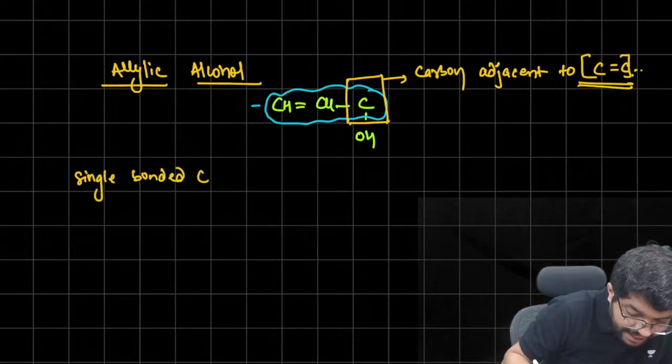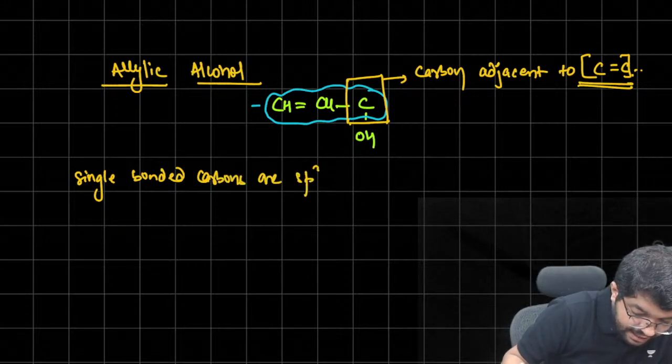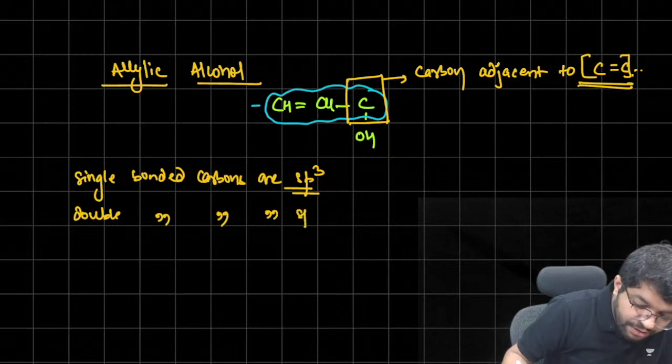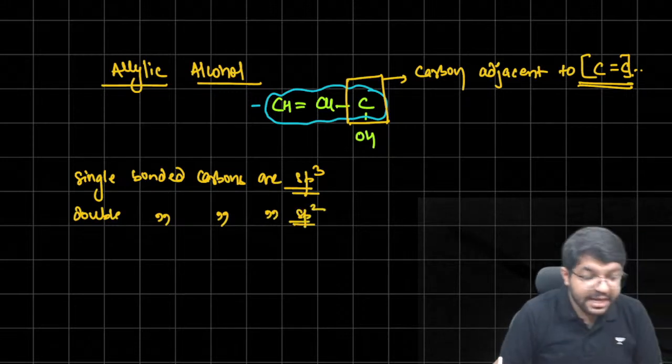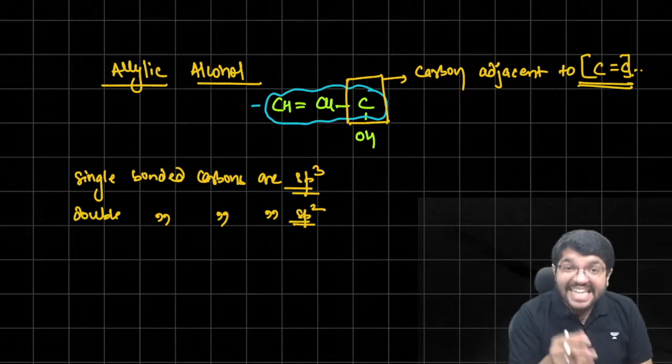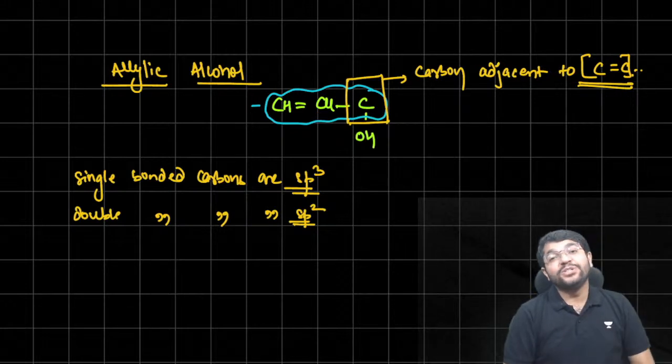Single bonded carbons are sp3. Double bonded carbons are sp2. So it's an sp3 carbon attached to an sp2 carbon.